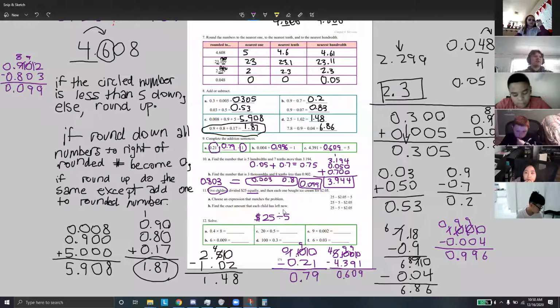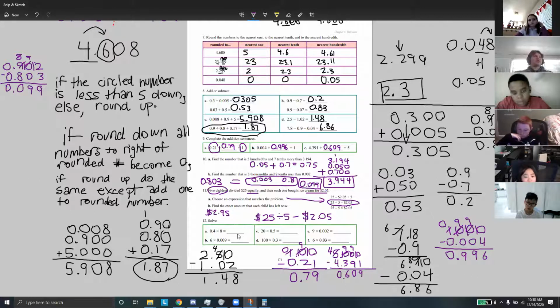So each kid has $5, and if each kid bought ice cream for $2.05, to find out what each kid has, you would just do minus $2.05. So it's number 2. Yep. And so, find out the exact amount that each child has now. Well, that would just be 5 minus $2.05. We could do that in our head. That's $2.95, right? That's what I got.